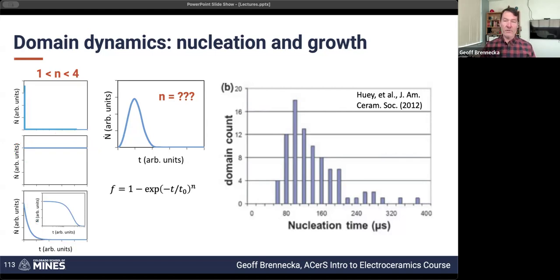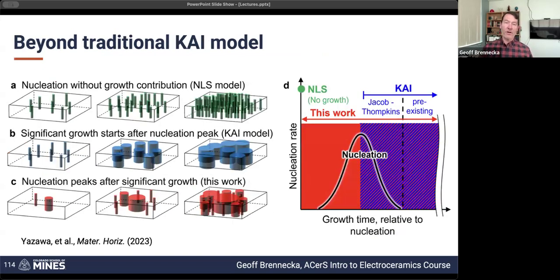Strangely enough, when people actually measure these kinds of things using scanning probe methods, and I'm using an example from Brian Huey's group here, what we really see is a distribution of nucleation time. So it doesn't match any of these nice, simple examples. But people, for the most part, still use the same basic equation to describe what's going on. However, there are some scenarios where you actually get a lot of growth of domains even while you're increasing the nucleation rate.